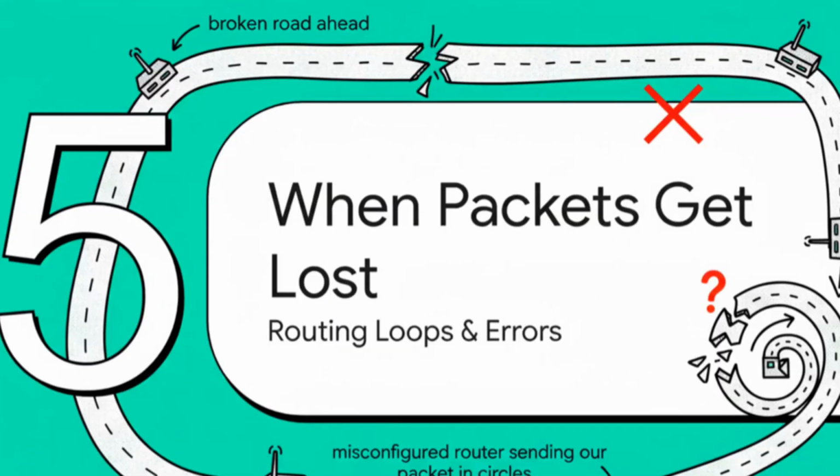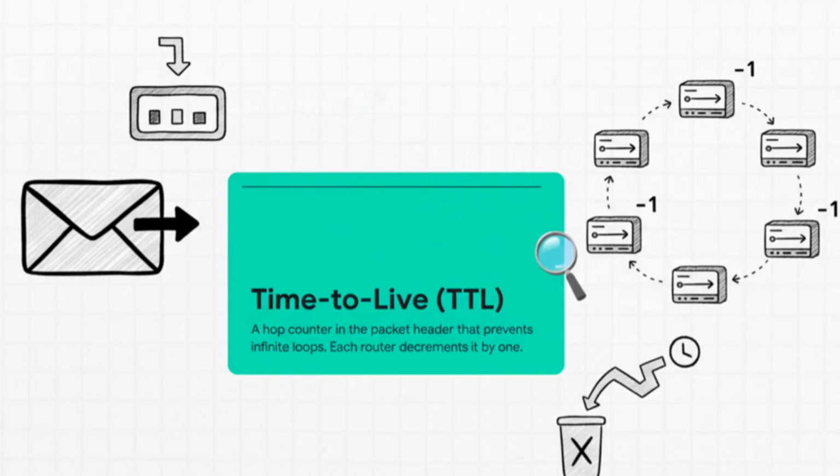So this process repeats itself. The packet jumps from router to router, hop by hop, across the world. But what happens when the road ahead is broken? Or worse, what if a confused router sends our packet in circles? Remember that time to live value we talked about? This is where it becomes an absolute lifesaver. It's not actually about time at all.